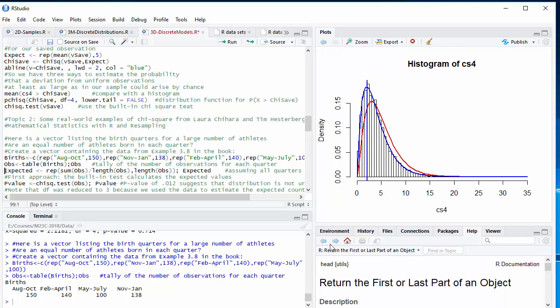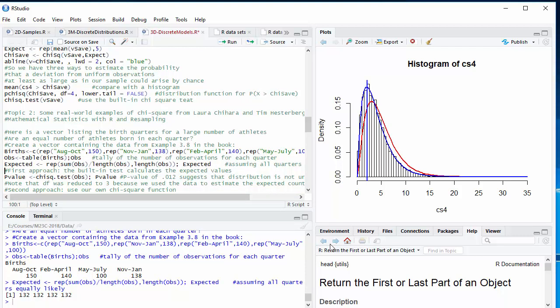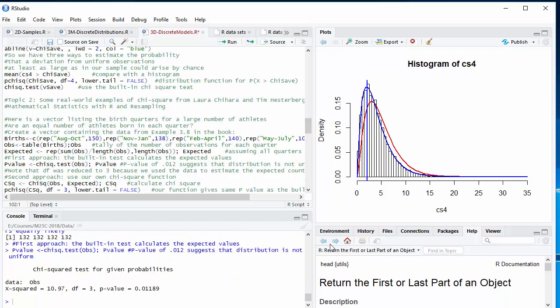Well, let's assess this in various ways. We can just pass these observations into the built-in chi-squared test. It will compute the expected values and compare with a chi-squared distribution for the right number of degrees of freedom. And it says the p-value is 0.01. The probability that this large a discrepancy from uniformity would arise by chance is only a little bit bigger than 1%. It actually looks kind of significant.